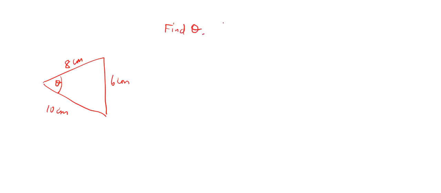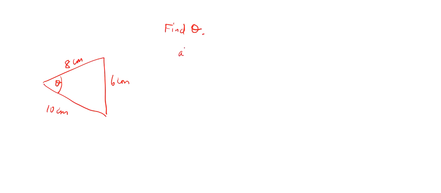Right, now let's do another example where we have a triangle, and this is 8 cm, this is 6 cm, and this is, let's say, 10 cm, and we are asked to find this angle theta. How do we do that? Alright, so we have all three sides of the triangle and we are asked to find an angle, so therefore we use the cosine rule for sure.